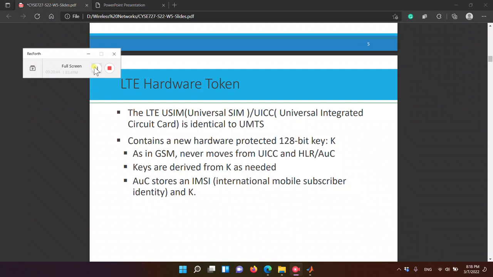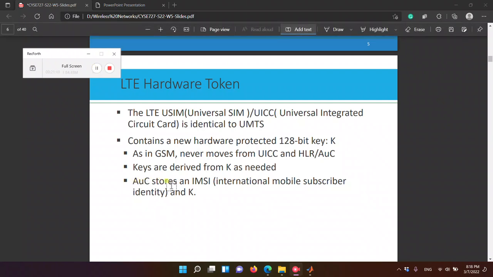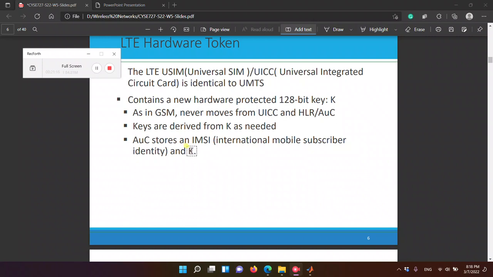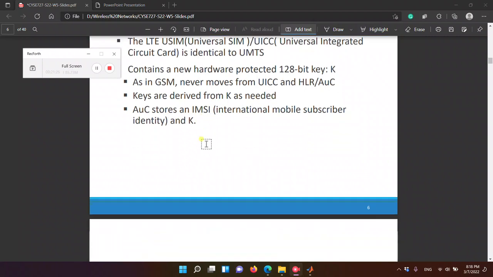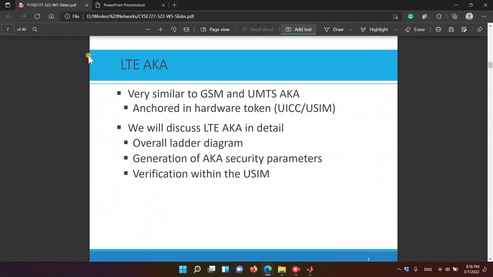So the LTE hardware token, as we said, contains a protected key, and as in GSM, it doesn't move from the UICC and HLR authentication center. And I said I didn't understand what this means. Okay, I think we're done with this. So the authentication center stores an IMSI, which is an international mobile subscriber identity, and a key. So the authentication center has the K and the IMSI.